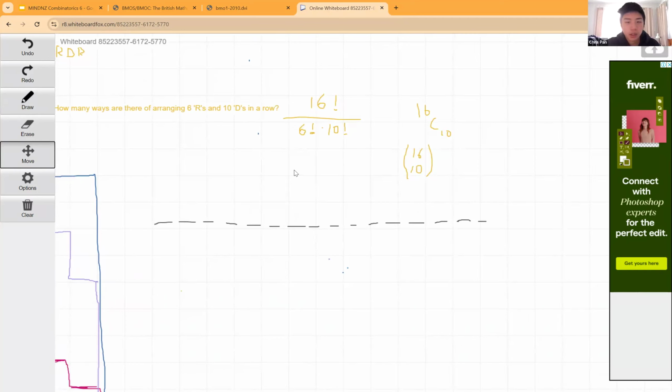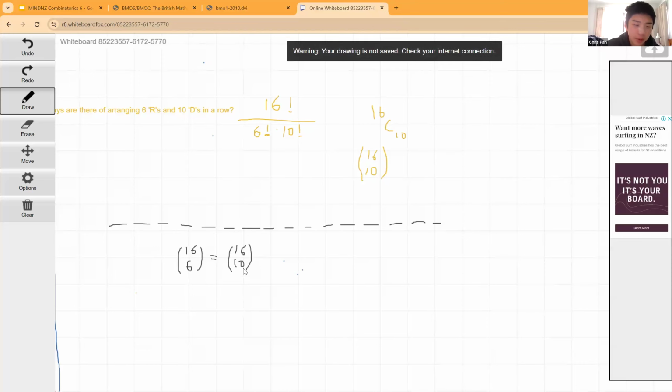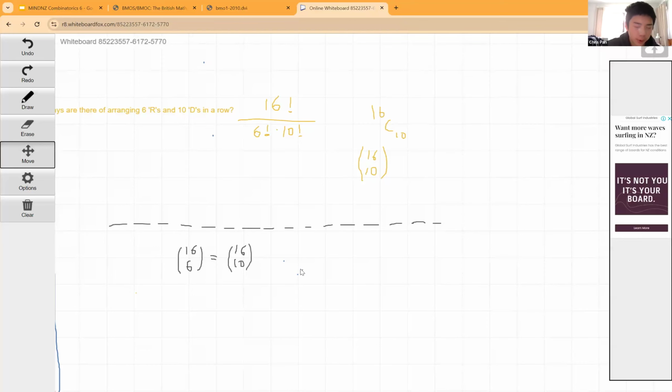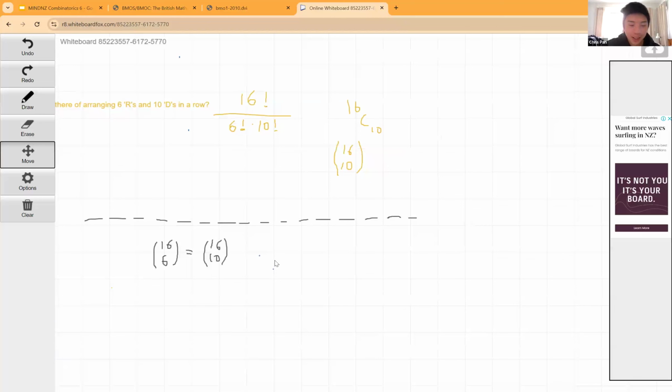So you can also say the answer is 16 choose 6, which is the same as 16 choose 10. Because choosing 6 spots from a list of 16 is the same as not choosing 10 spots from a list of 16, i.e. leaving 10 spots blank.